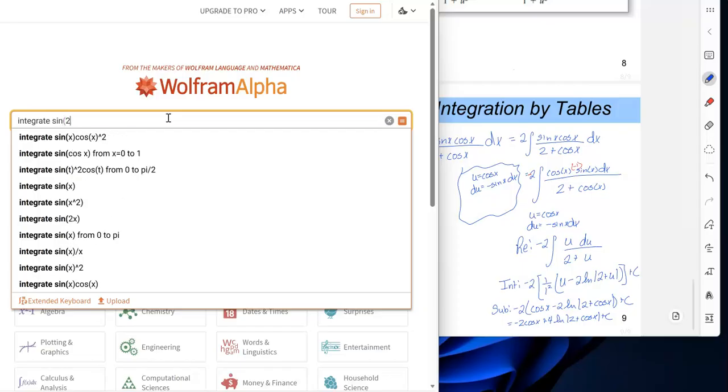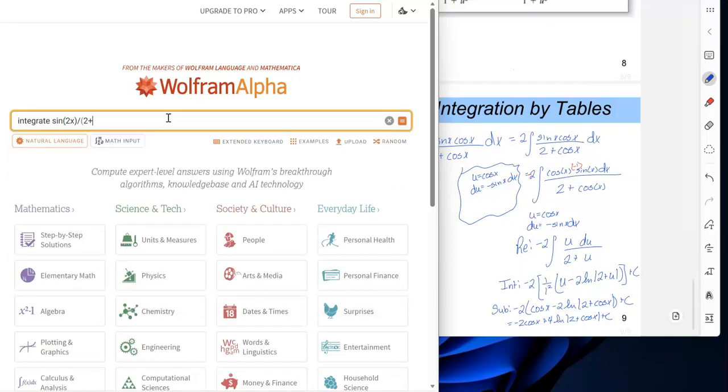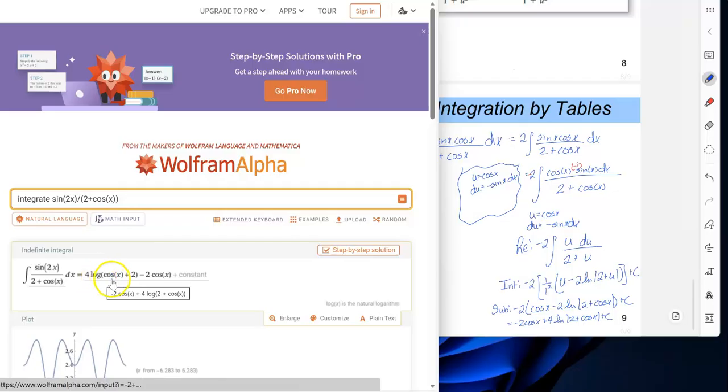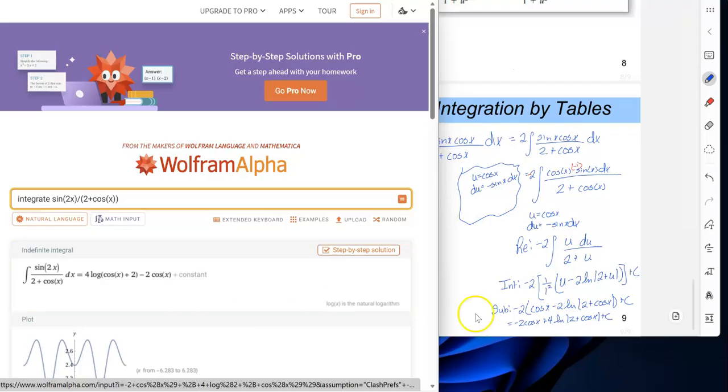It's going to be sine of 2x divided by 2 plus cosine x. So this is telling me what it's integrating. And it's telling me it's 4 log cosine of x plus 2 minus 2 cosine x plus a constant. Okay, but look over here. It says that the log is representing the natural log. So this is not the base 10 log. This is the ln function. Okay, and that's the exact same thing that we got before.